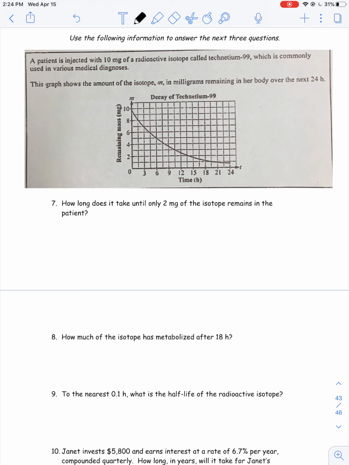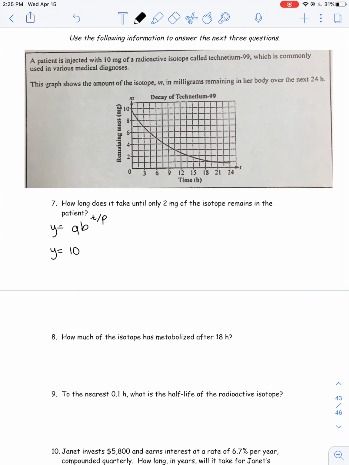Now in this case, we're given the graph. They're saying, how long will it take for only 2 milligrams of the isotope to remain in the patient? Well, we need to find the equation. So whenever we write an equation from a graph, I always like to start with A times B to the power of T over P. So we know A is actually the y-intercept. So we know the graph is actually starting from 10. So we have initially 10 milligrams.